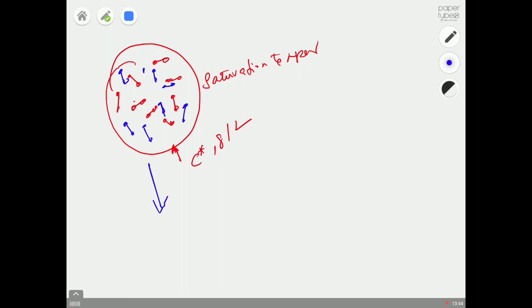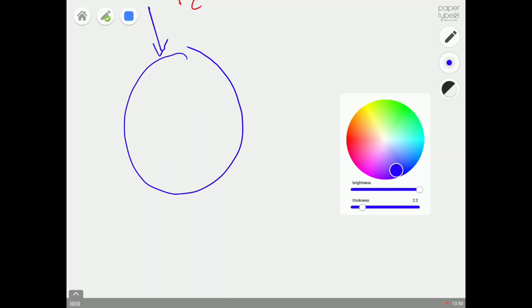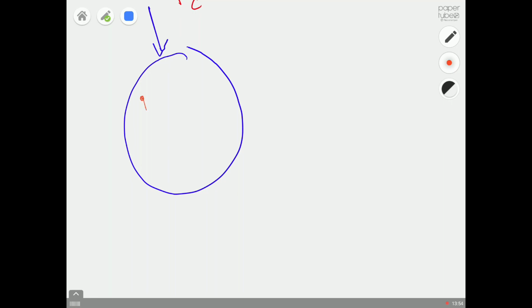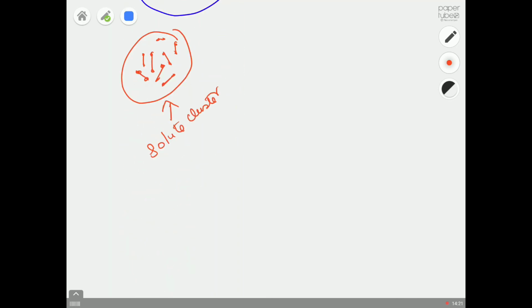When you cool down the solution, you are creating a supersaturation. When you create supersaturation, your solute molecules come together. To be precise, they randomly come together, there won't be any pattern, and they make something like a blob. We call these solute clusters. A few people call them an intermediate phase, but solute clusters is the correct terminology to use.